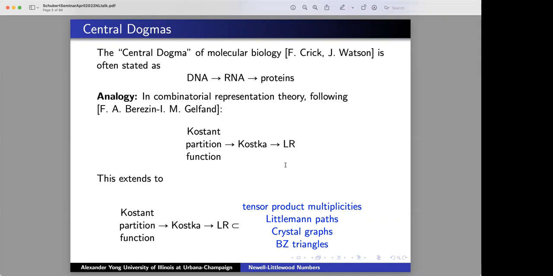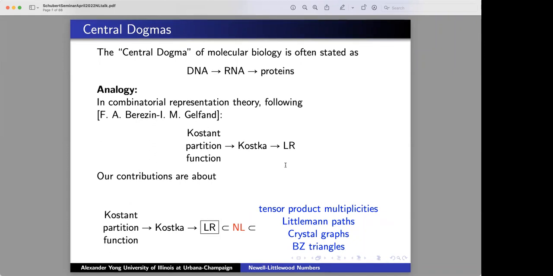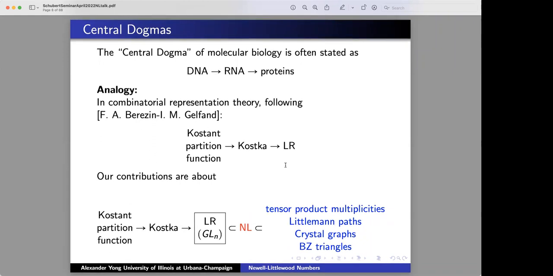The purpose of this particular talk is to suggest an injection of another level, in red, the NL level, the Newell-Littlewood numbers. And it's my job in this talk later on, the second half, to explain what NL means. But I'm going to start this talk by focusing on the LR case, which is to say GLN. And that's where I'm going to begin.